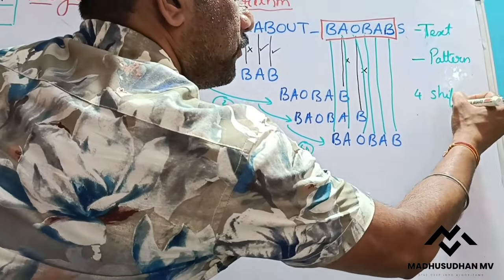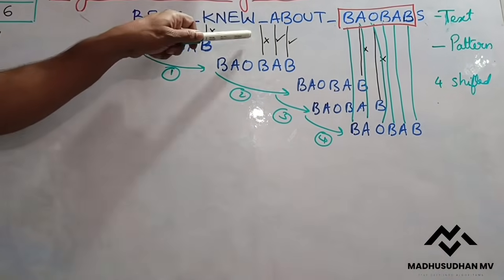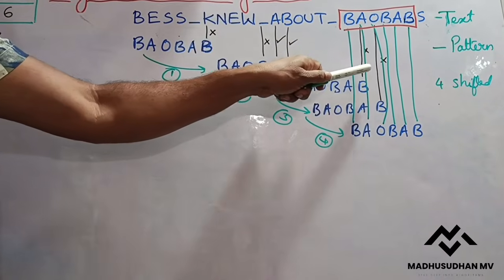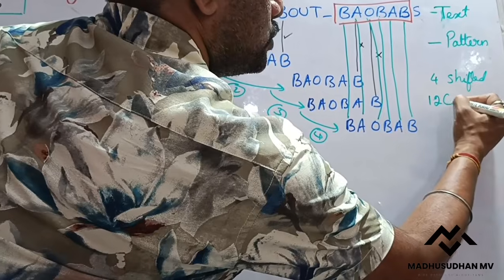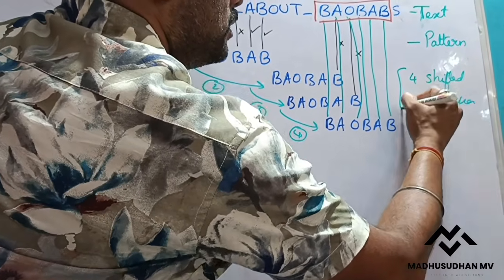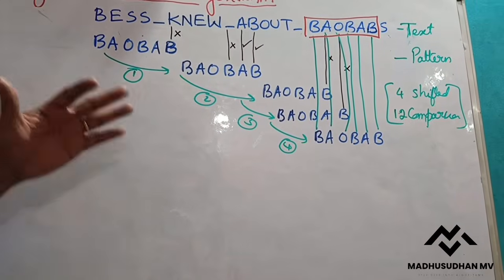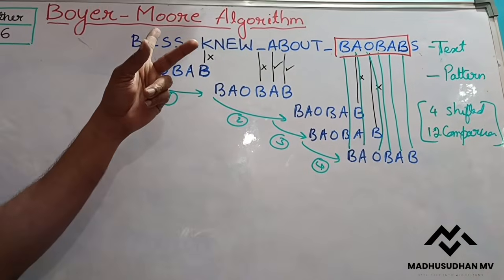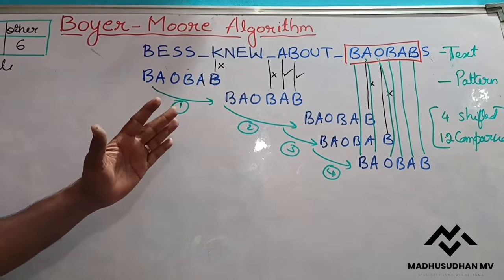4 times we shifted. And how many comparisons did we do? See, check 1, 2, 3, 4, 5, 6, and this green color 6. So in total 12 comparisons. So 12 comparisons we did using the Horspool algorithm. So now let us apply the Boyer-Moore algorithm to this one. Let us see how many shifts we do and how many comparisons it will do.